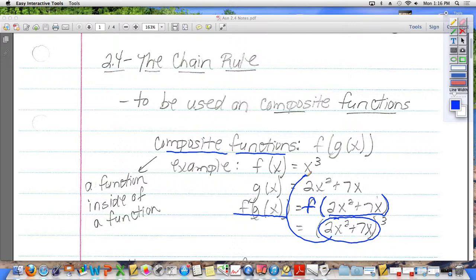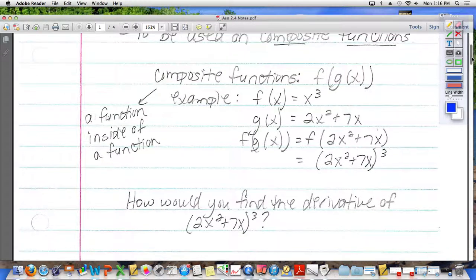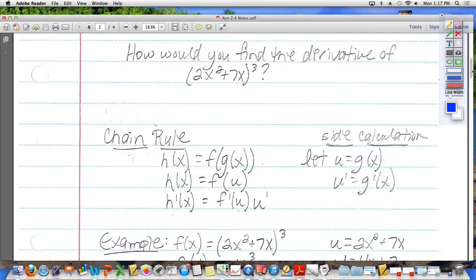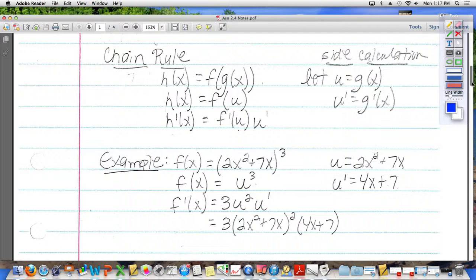All right? So, what the chain rule means is this. I asked how you would find the derivative of 2x squared plus 7x to the third power. There are ways of doing it. You could even use the product rule, but there are shorter ways, which is why I'm going to show you how to use the chain rule. When I explain this, it's going to be confusing. It will make more sense after I show you some examples.